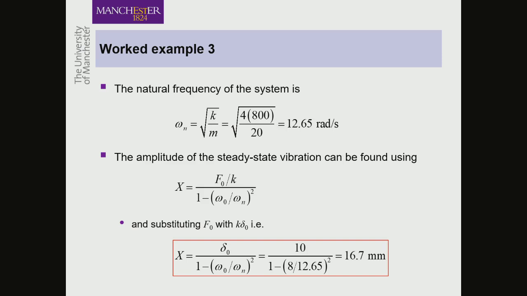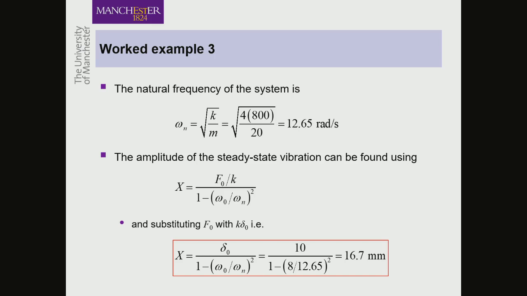So the other question now. What is the 16.7 millimeters? It is the maximum displacement that you can expect under the periodic forcing function, right?